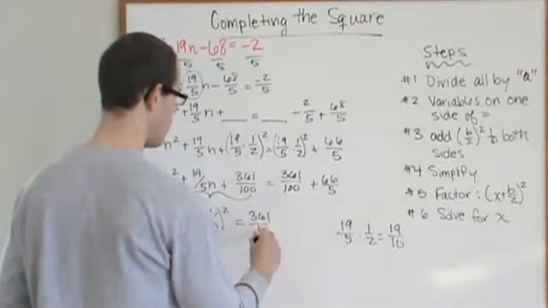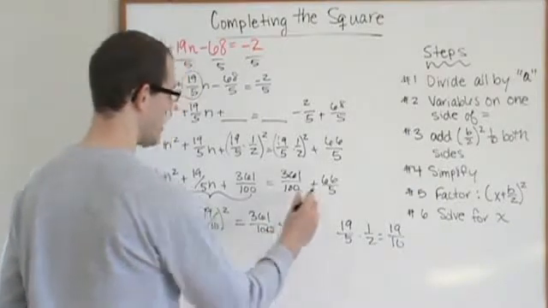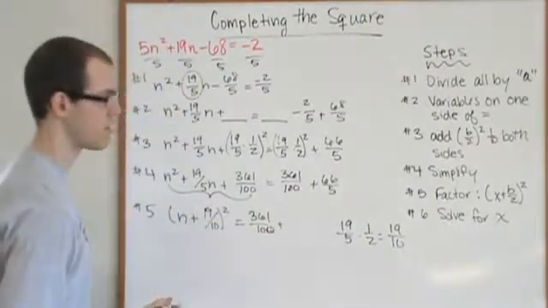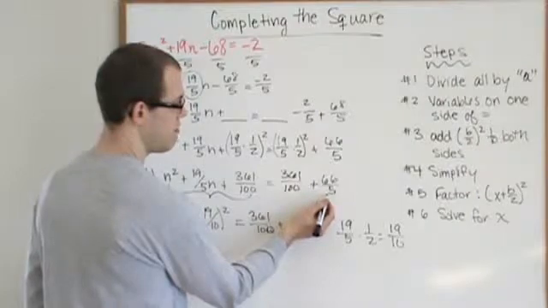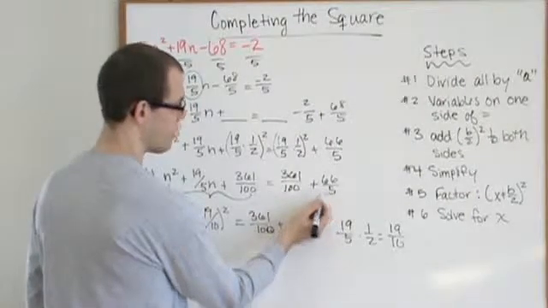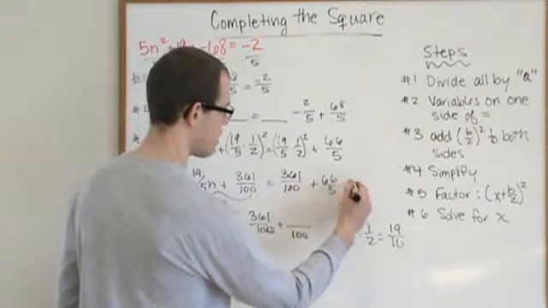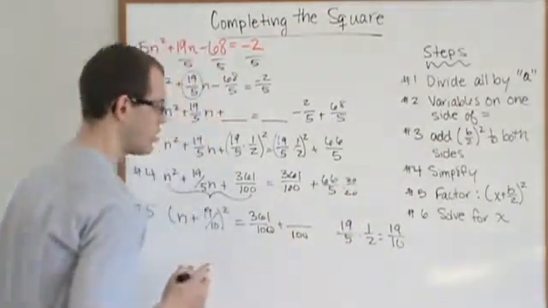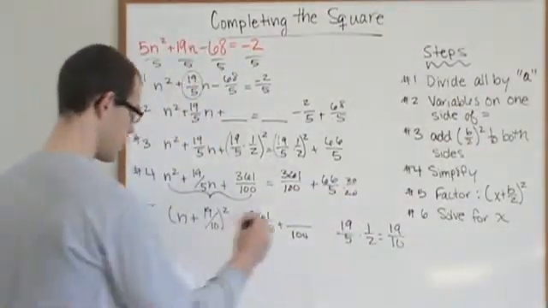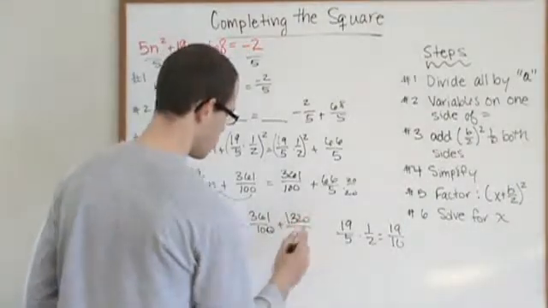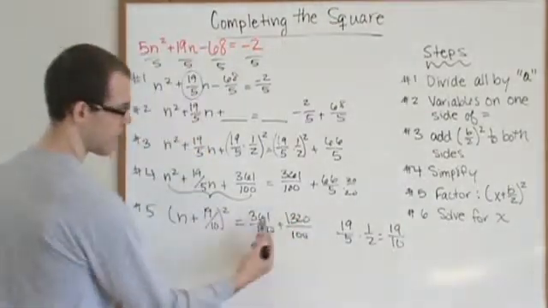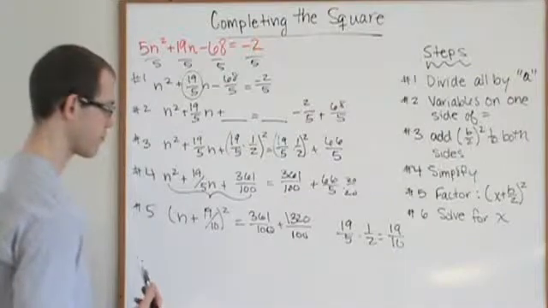361 over 100. We need to combine these, so let's find a common denominator for this. If we times 5 by 20, we'll get out 100. So we have to times the 66 by 20. That equals 1320. Now on our next step, we can just add the numerators together.